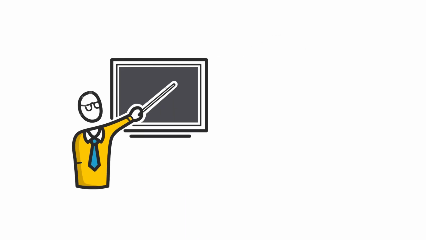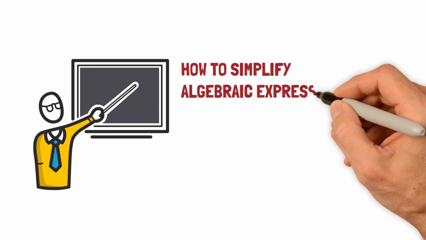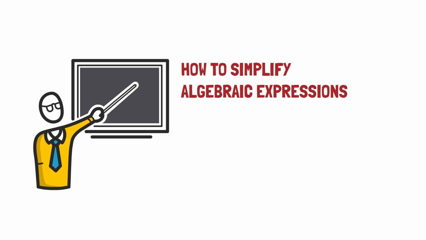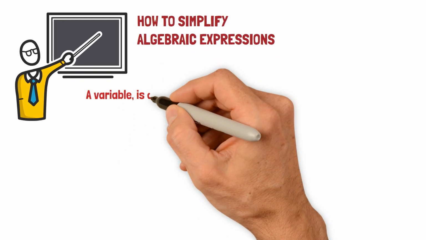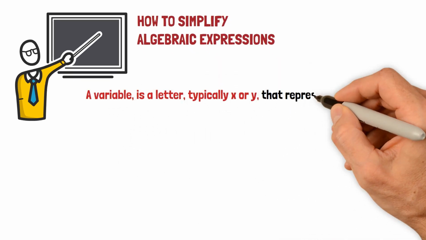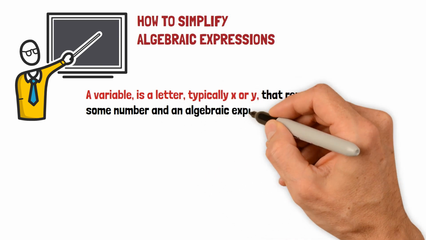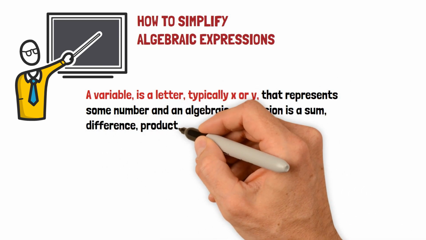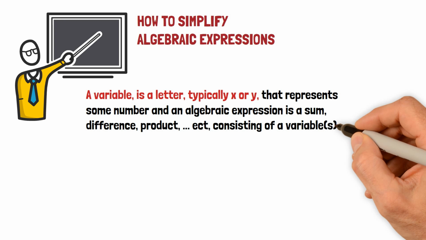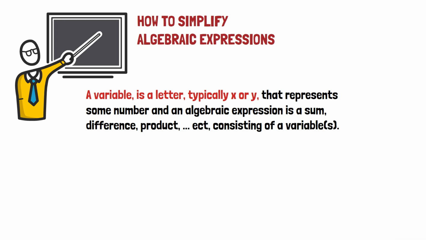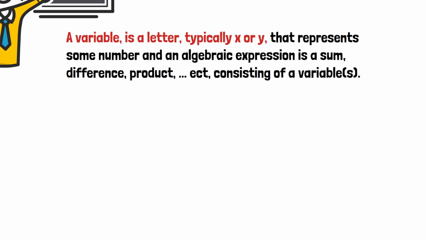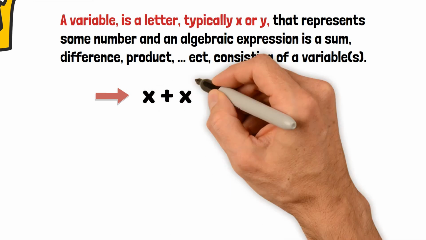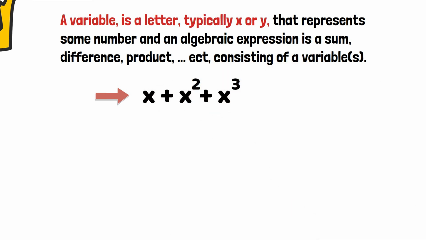In this lecture, we'll learn how to simplify algebraic expressions. Let's just recall what we said from the last lecture. A variable is a letter, typically x or y, that represents some number, and an algebraic expression is a sum, difference, product, etc., consisting of a variable or variables. So for example, x plus x squared plus x to the third power is an algebraic expression.